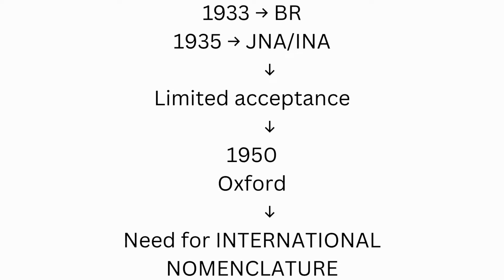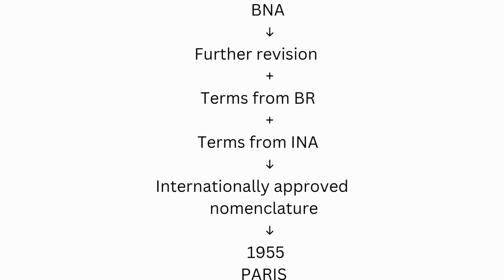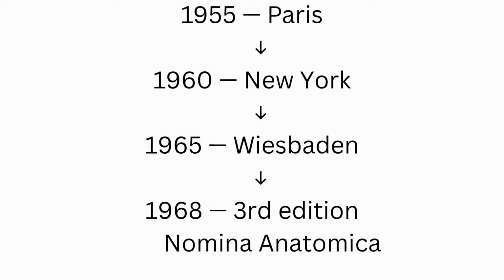Then, in 1955, the Sixth International Congress of Anatomists was held in Paris. At this meeting, a revised version of the BNA was approved. This revision was relatively conservative. What does conservative mean? It means that the previous terminology was not completely discarded. Instead, much of the existing BNA terminology was retained, while many useful terms from the Birmingham Revision and Jena Revision were also incorporated. So, this was another major step toward developing an international anatomical nomenclature.